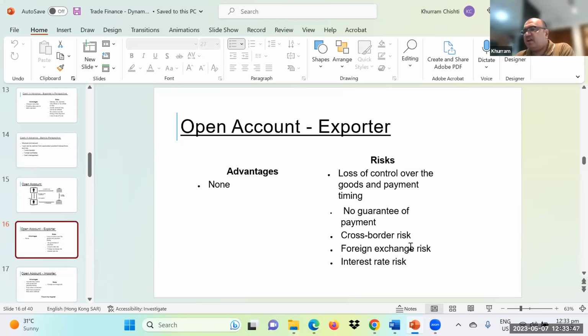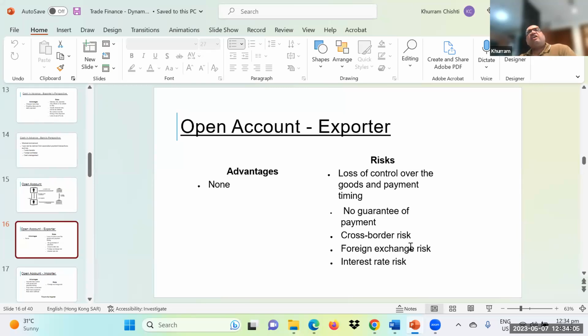Now, I am in India, I've got INR, but Almaya will pay me in dollars. What if INR depreciates? I will lose, because I had given the goods when INR was 80, and now INR is 100. So that is foreign exchange risk.